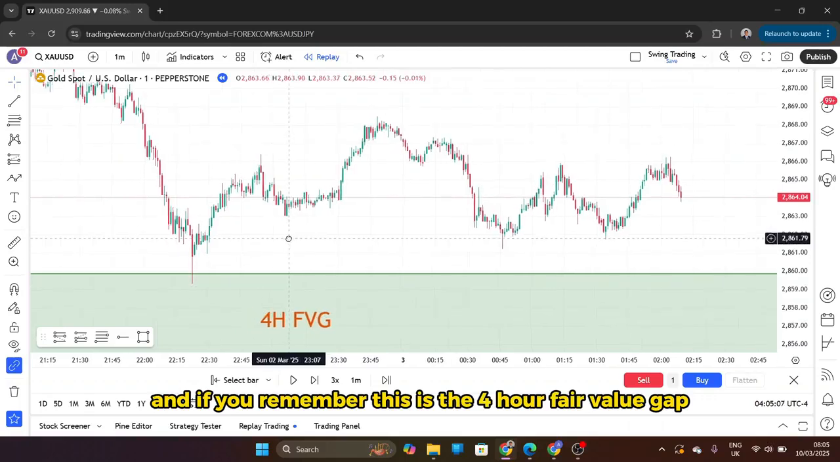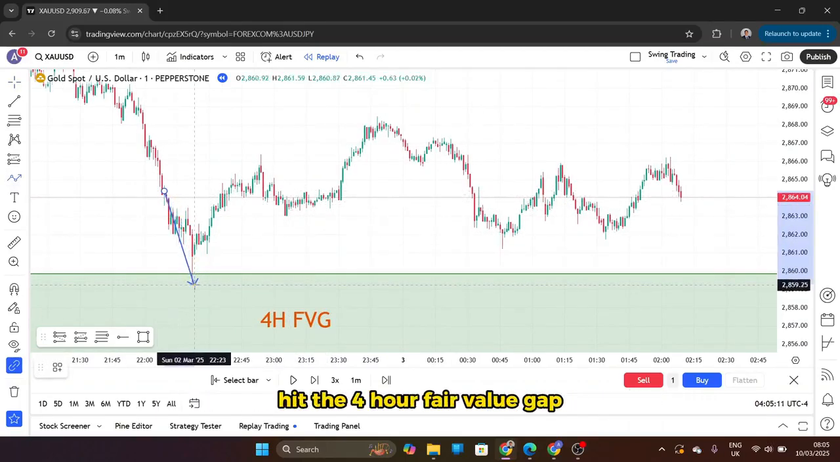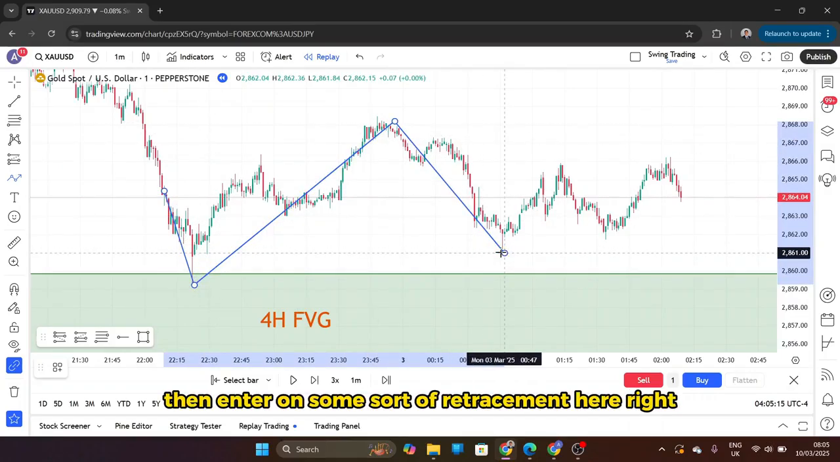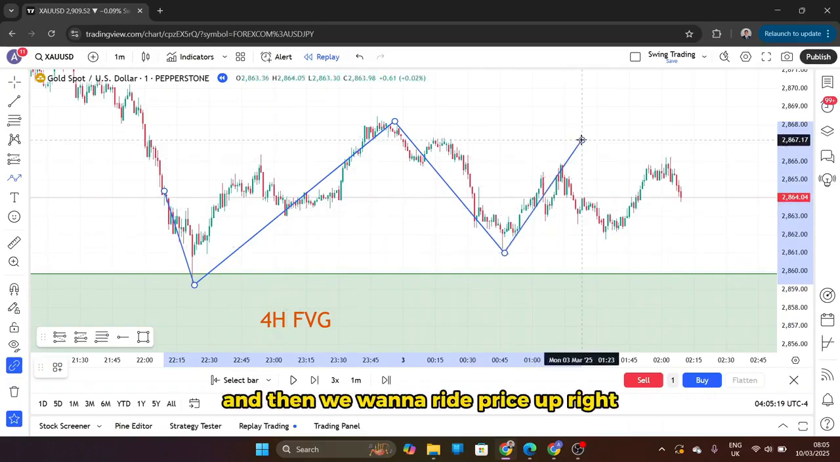Okay, so here we are on the 1 minute chart, and if you remember, this is the 4 hour fair value gap. And if you remember what I just said before, what we wanted to see is we wanted to see price hit the 4 hour fair value gap, quickly move off, and then enter on some sort of retracement here, right? Ideally on a fair value gap, and then we want to ride price up, right? That is what we want to do, and that's what the logic of this trade is.